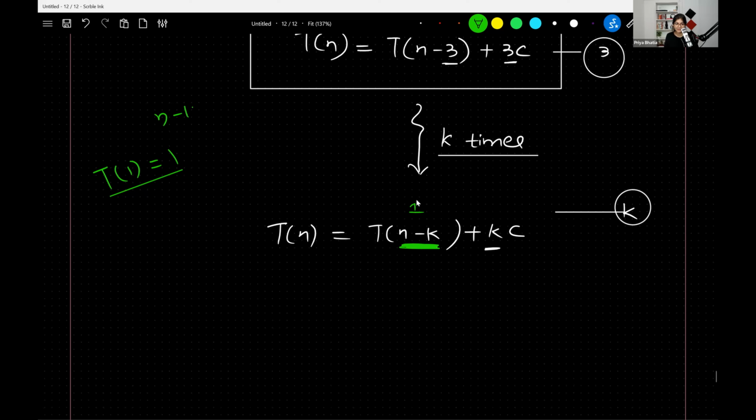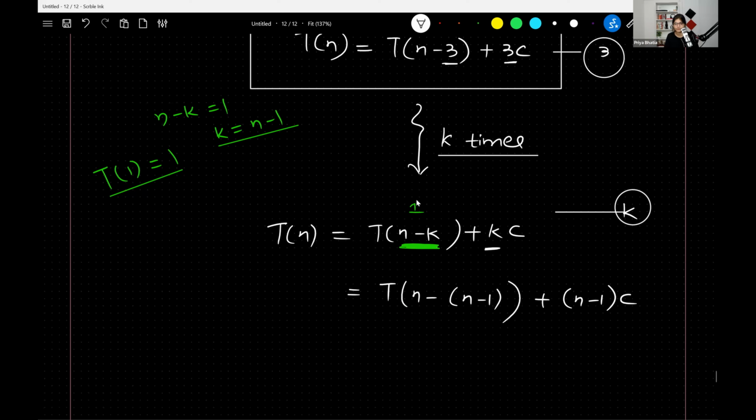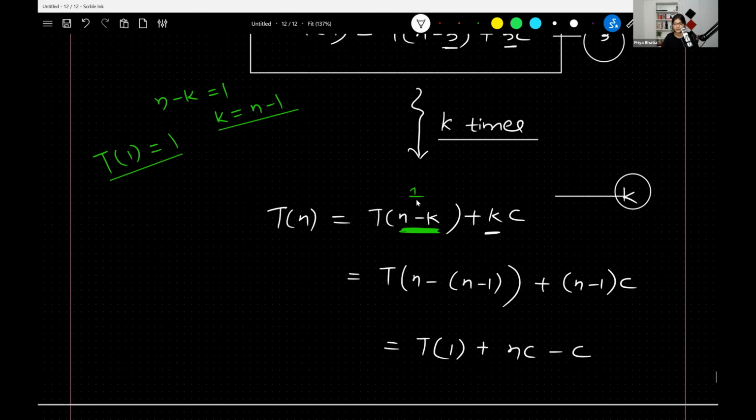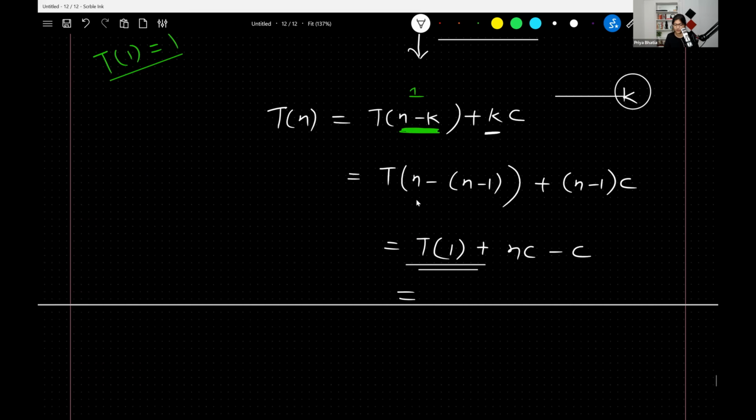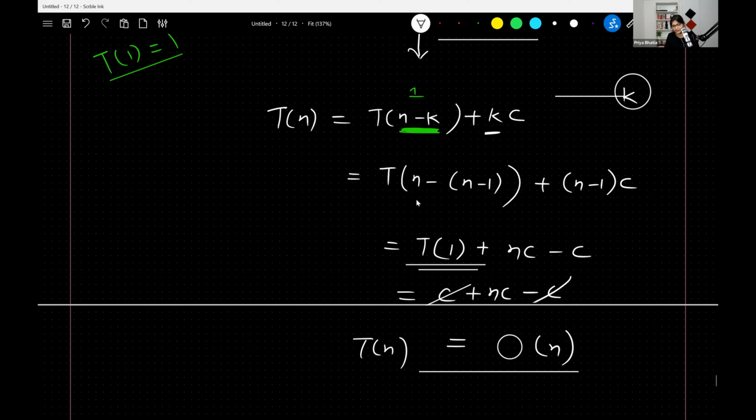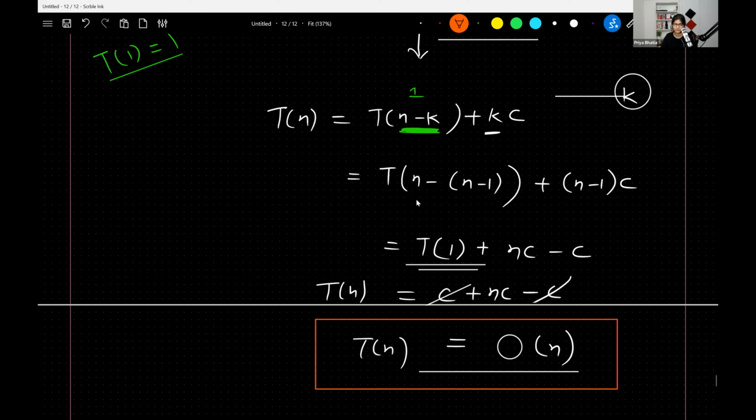So if I replace this with n minus k equals 1, what is the value of k? It will be n minus 1. Can I say, everyone? So if I replace the value of k with n minus 1, what equation will I get? T of 1 plus n minus 1 into c, so it will be T of 1 plus nc minus c. This value is nothing but a constant, or 1, plus nc minus c. What is the complexity? Big O of n. This is the overall time complexity of your factorial code.